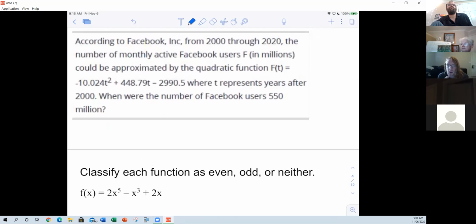Set up the quadratic formula. We're going to use the quadratic formula, but before we can use it, we have to have an equation. So what equation will we have?